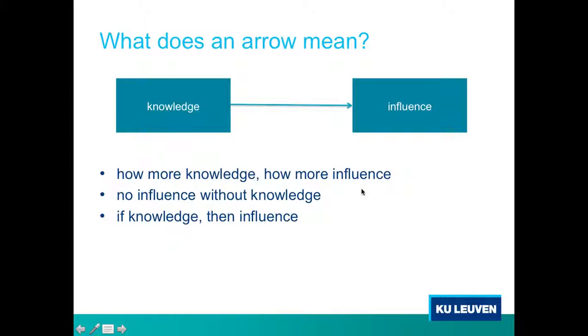A second acception, which is also quite common, is that one. There will be no influence if you don't have knowledge. You can have knowledge and have no influence, but you will never have influence without having knowledge. That's a second acception of the signification of this arrow. Not overwhelmingly present, but still frequently there.